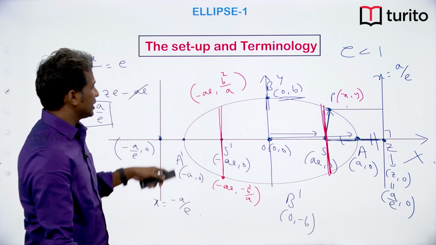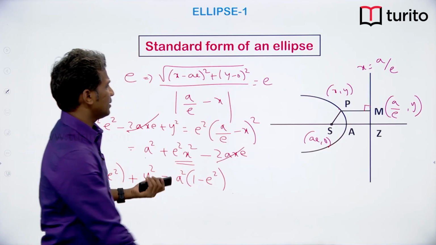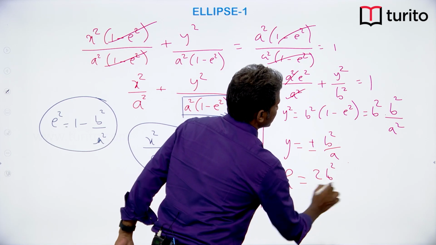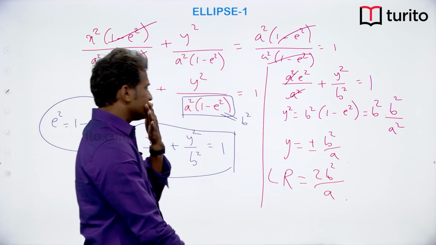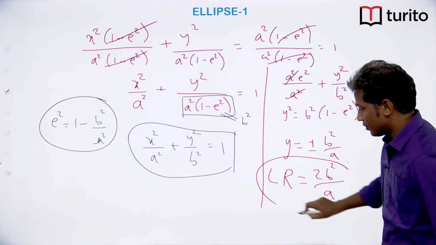Using this we can also get the length of the latus rectum. So, what is the latus rectum here? The latus rectum is always 2b square by a. Now, when we are building the formulae, let us say this becomes one formula.